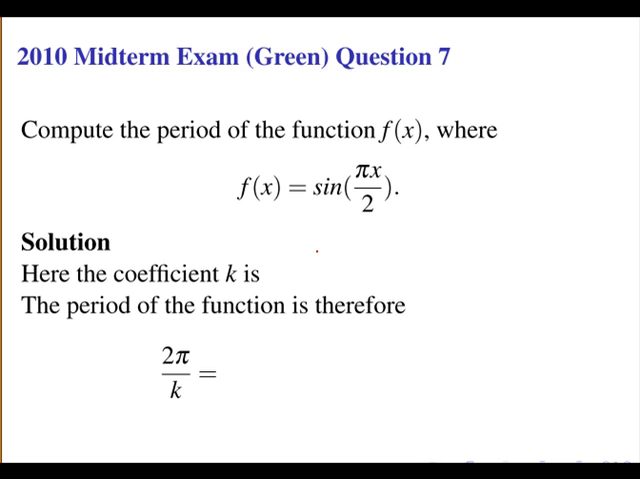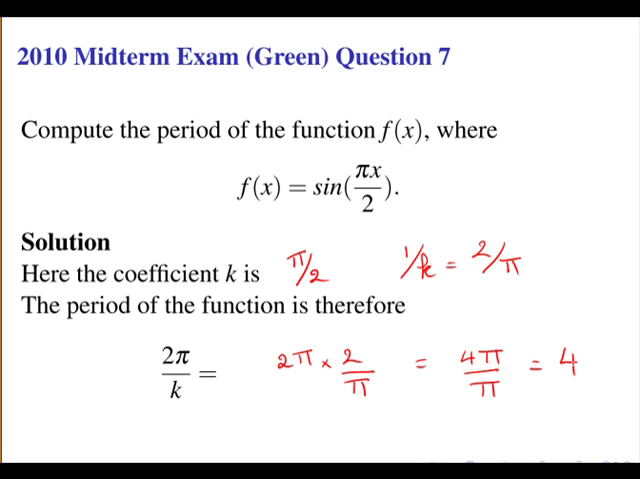In this case, k is pi over 2, and it helps just to remark 1 over k is 2 over pi. Okay, so the period of the function is therefore 2 pi divided by k. So you actually can write that as 2 pi times 2 divided by pi. And if we just simplify that, we get 4 pi divided by pi, that's just 4. So the period of this function is 4.